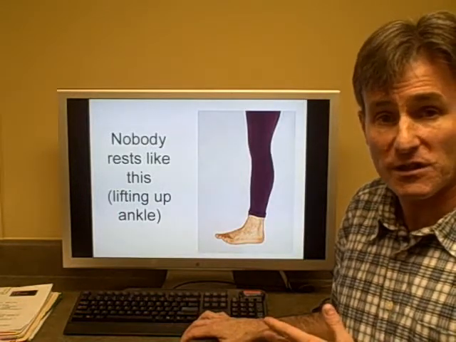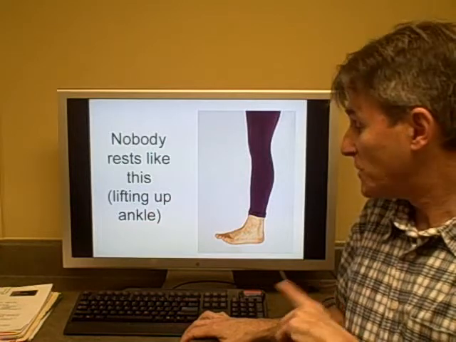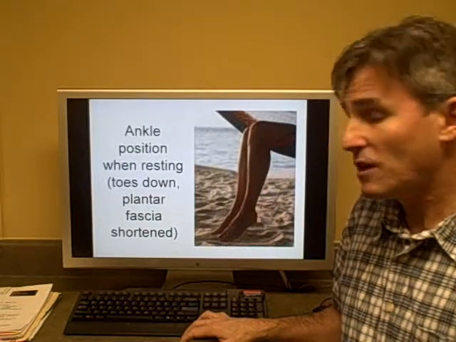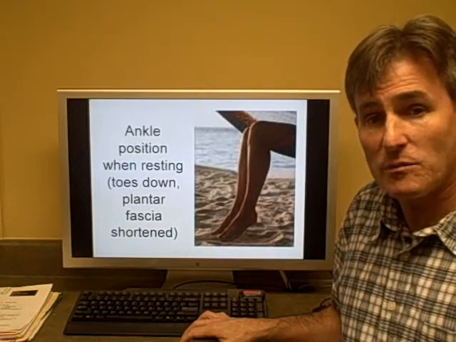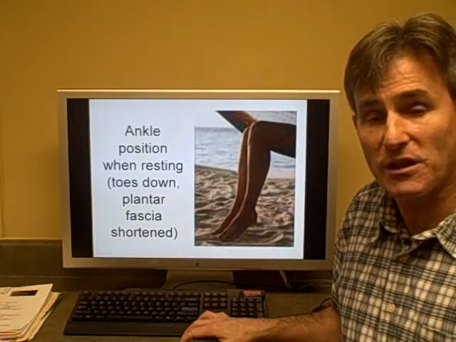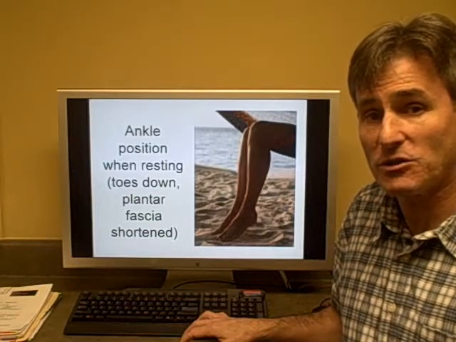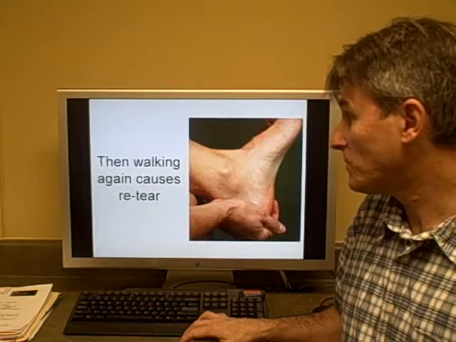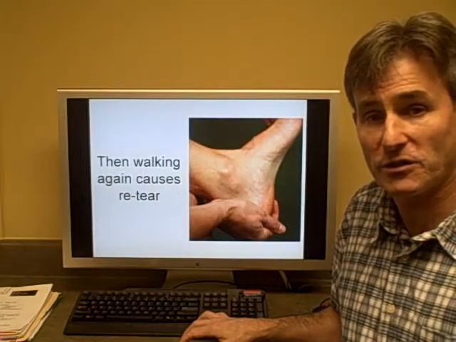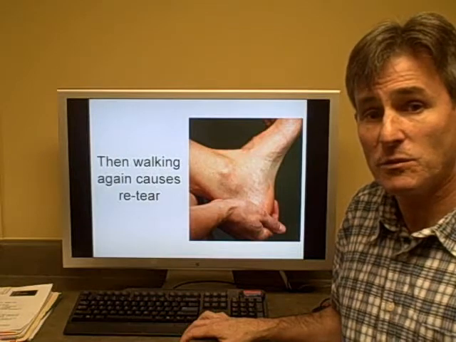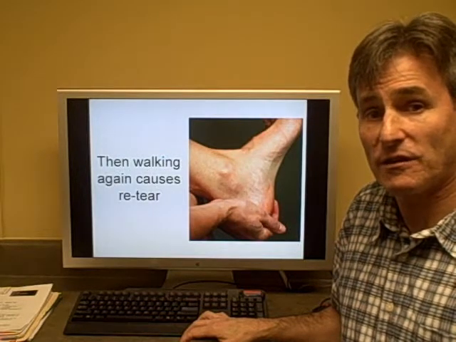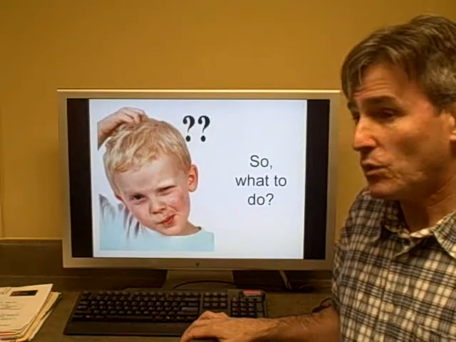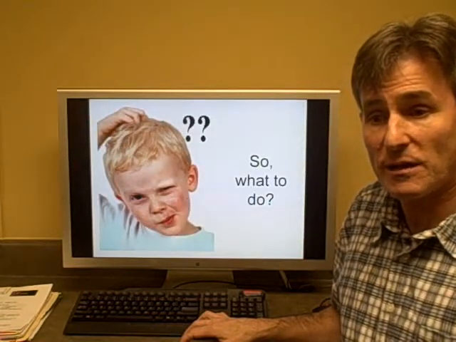It's only unfortunate for this condition, but the position like that would keep the plantar fascia stretched. Instead, everybody rests with their toe down because there's more muscle tone in the calf than in the front muscles. And so in that position, the plantar fascia is actually a bit shortened. So if it heals in that position, then you put your foot on the floor in the morning or after getting up from a period of seated position, and you re-tear that plantar fascia, and it never really gets a chance to heal.